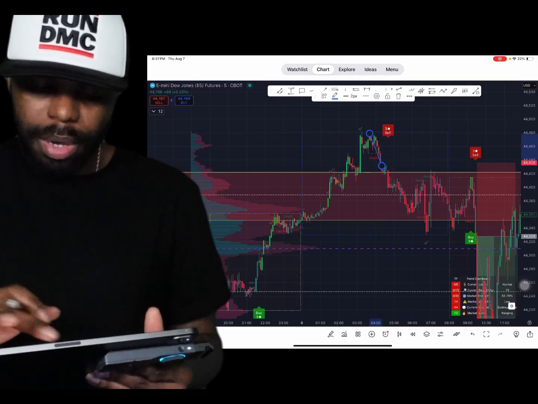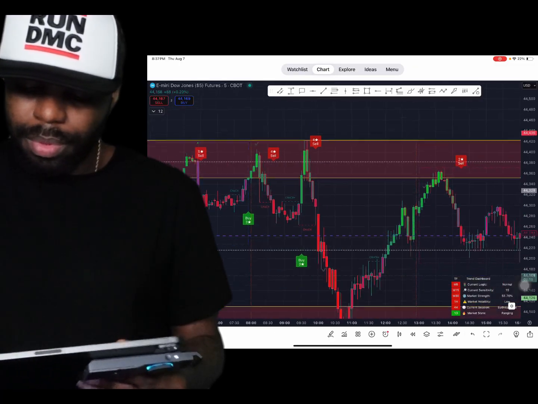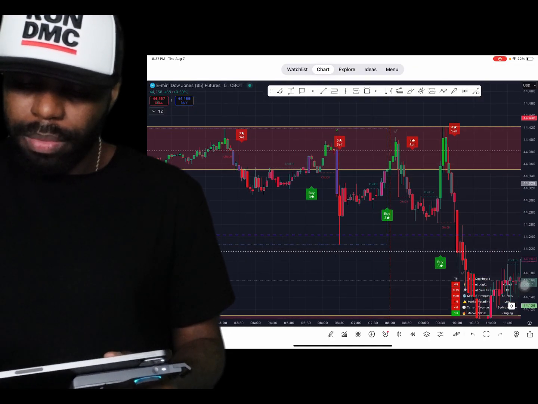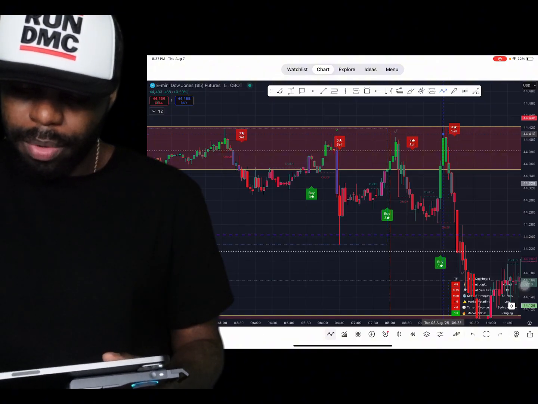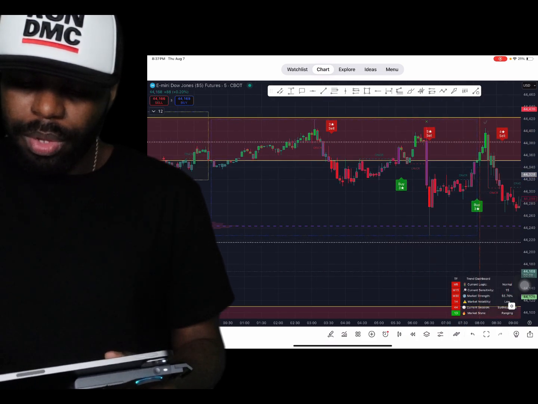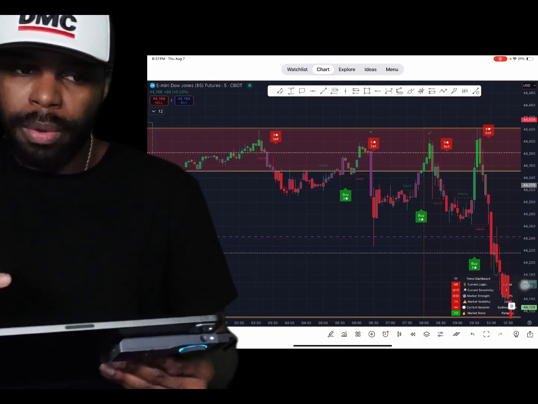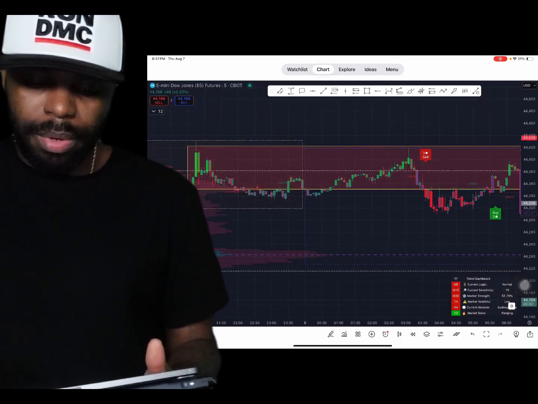Let me go back in the past here. You see right here, over here, when price is above this purple line, price likes to come back and touch it. So if you're above it or below it, you can take trades towards it.